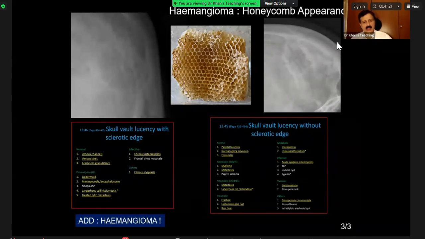Your book tells you that hemangiomas are usually without sclerotic edge, but I've just shown you 2 hemangiomas which are with sclerotic edge. So if you can add this in your differential diagnosis in your book, if you see there is this sclerosis. So the type of hemangioma which I want you to remember for the exam is this honeycomb appearance. And all hemangiomas might not be like this.